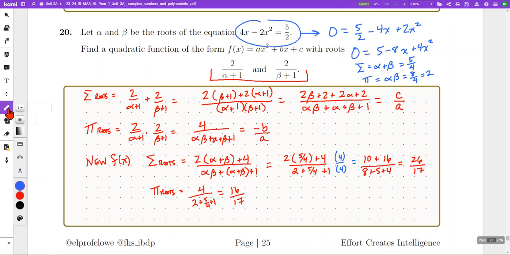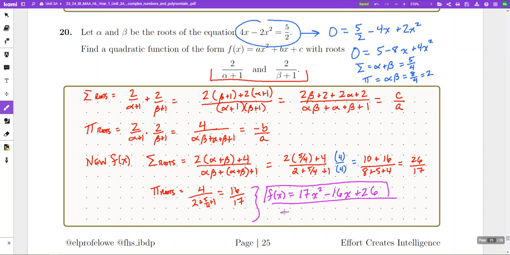What that means is that I can figure out this new f of x. Let's get a different color for it. That means that f of x, I can say, is going to be equal to 17x squared minus 16x plus 26. And the reason for that is that, once again, the sum of the roots is going to be equal to c over a, and the product of the roots is going to be equal to opposite b over a. So if c over a is 26 over 17, then c is 26 and a is 17, and if opposite b over a is 16 over 17, then b is opposite 16.